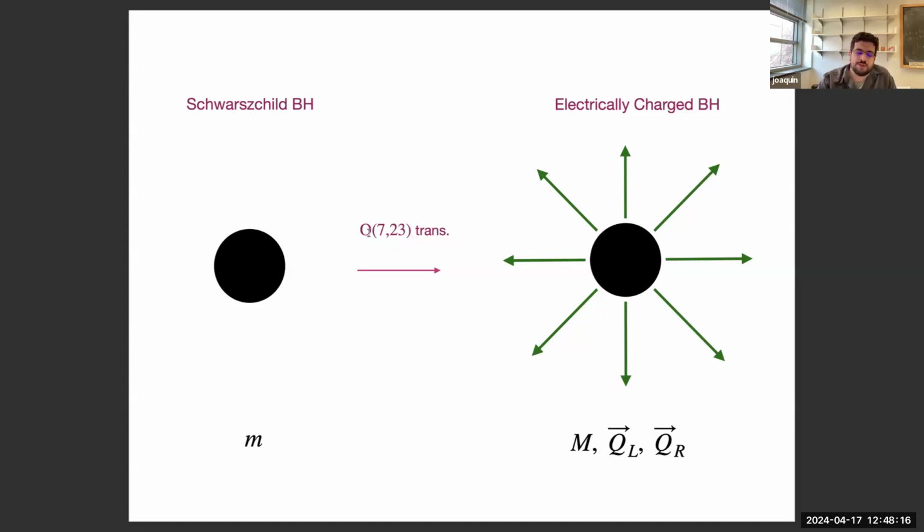And this duality group that rotates among, let's say, one internal circle and the temporal circle, that group is enough to generate, from the Schwarzschild solution, an electrically charged black hole with mass m and charges q left and q right, where the charges are parameters of this duality transformation and also depend on m, the mass of the seed Schwarzschild black hole.